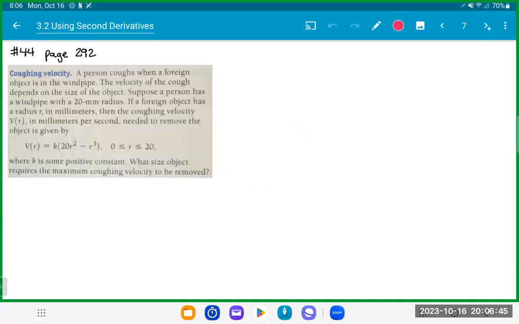The last example from this section, and then we'll take a 10-minute break, and then we will come back and finish the third section. But for this one, this is coughing velocity. So this is an application problem.